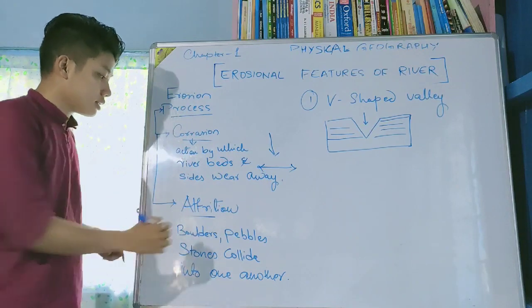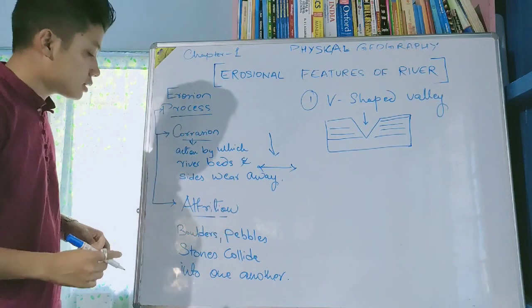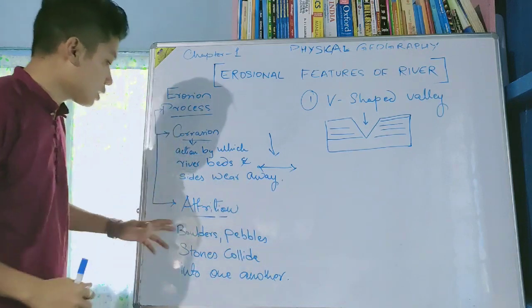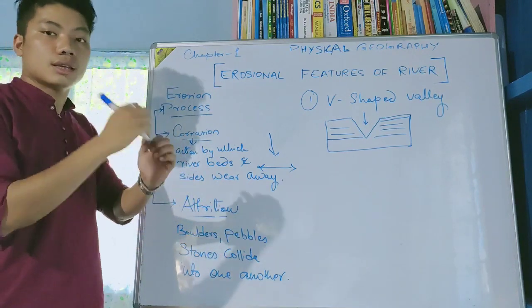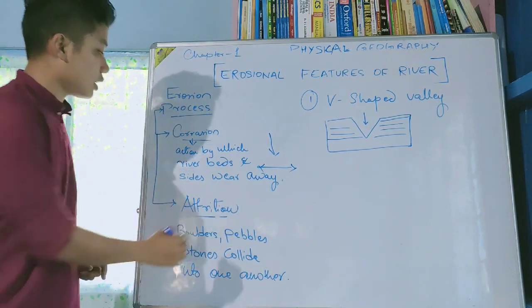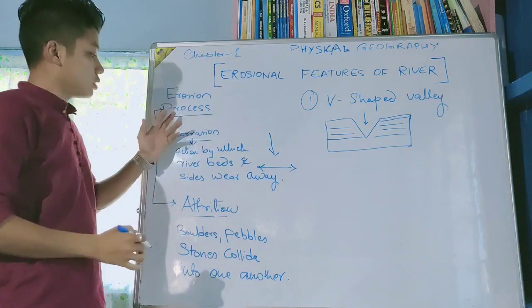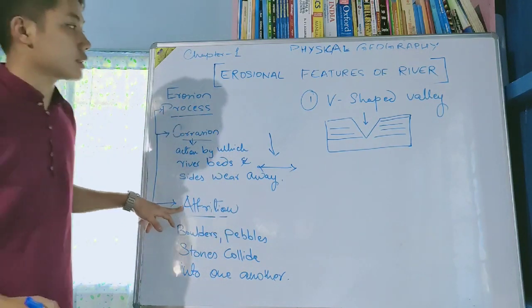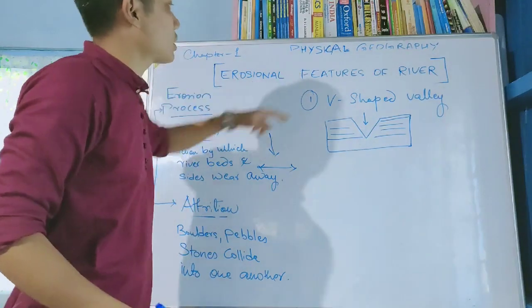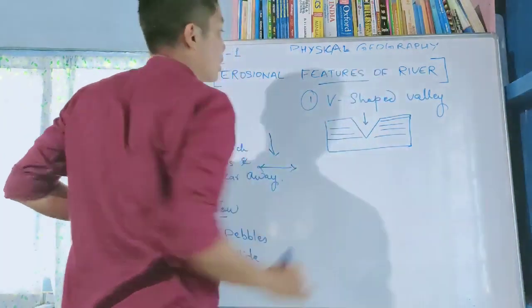Corrosion. Okay, next is corrasion. Corrasion means generally a collision of boulders, pebbles, and stones with each other. This process is called corrasion. That means erosion works through two processes, corrosion and corrasion. Okay, let's come to the erosional features of the river.